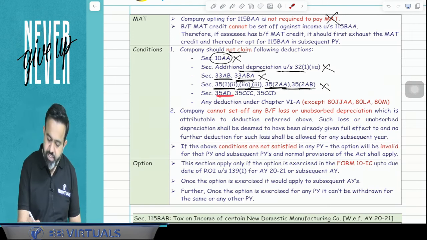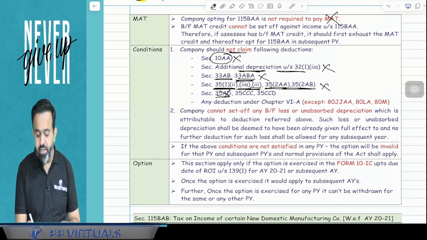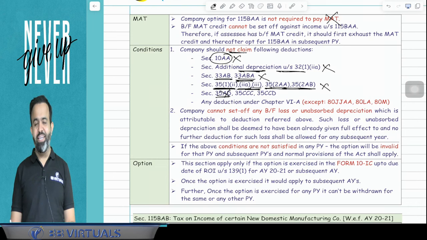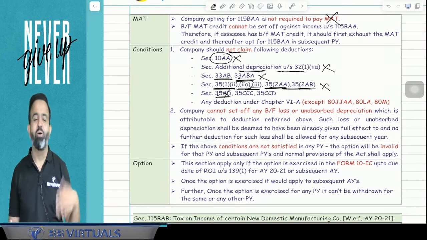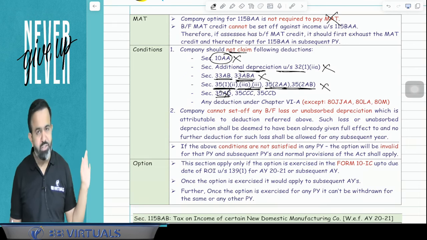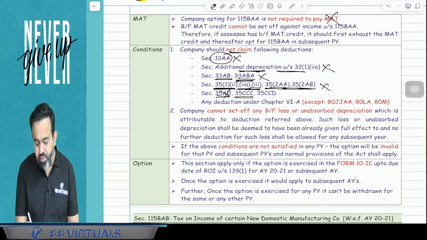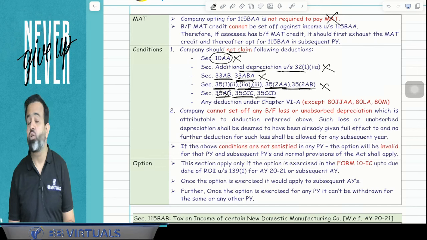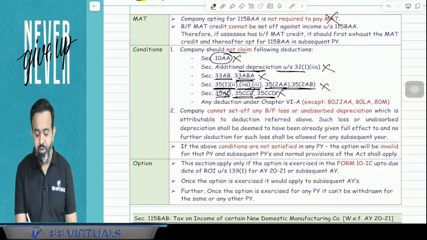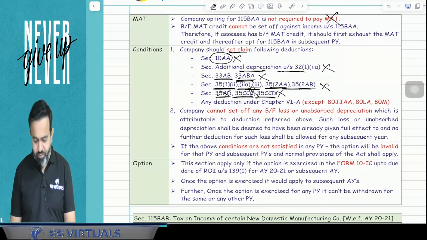Next, 35AD deduction is not available. 35AD covers 14 specified businesses, like cold chain facility, warehousing for agriculture produce, petroleum, natural gas pipeline, hotel, hospital, slurry pipeline and so on. For a specified business, that deduction is not available. After that, 35CCC and 35CCD are not available. 35CCC is related to agriculture extension projects and 35CCD is related to skill development projects. These deductions are not available.